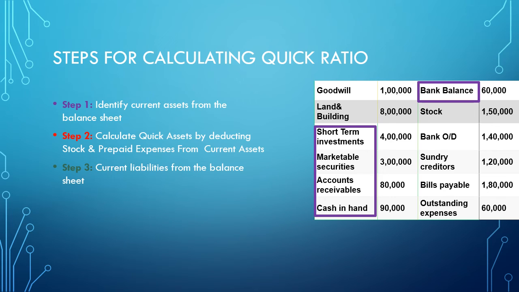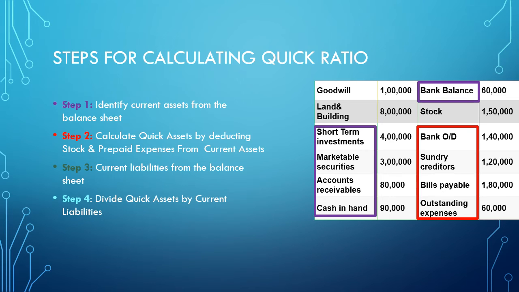Then take the current liabilities from the balance sheet. Again, these are the current liabilities of this particular company. Then divide the quick assets by current liabilities. These are the division, so the answer is 1.86:1. Check the result with standard norms. In the previous slide we saw that the ideal quick ratio is 1:1. Here it is 1.86:1, which means that as per the quick ratio, the company's short-term liquidity position is satisfactory.